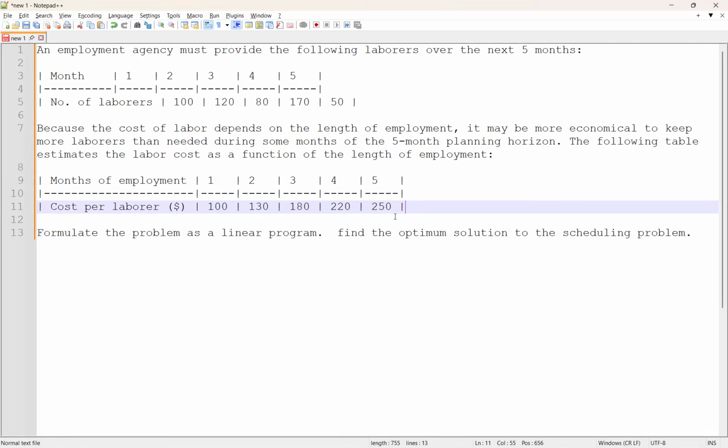So this is the crux on which the problem revolves. They say because the cost of the labor depends on the length of the employment, it may be more economical to keep more laborers than needed during some months of the 5 month planning horizon. The same as I explained: hire and fire, hire and fire. It is better to keep them over the period, even though there is no sufficient demand. So the table is giving you the cost. They're asking us to solve an LPP and find the optimal solution as to how many members have to be supplied by the agency or employed by the company.